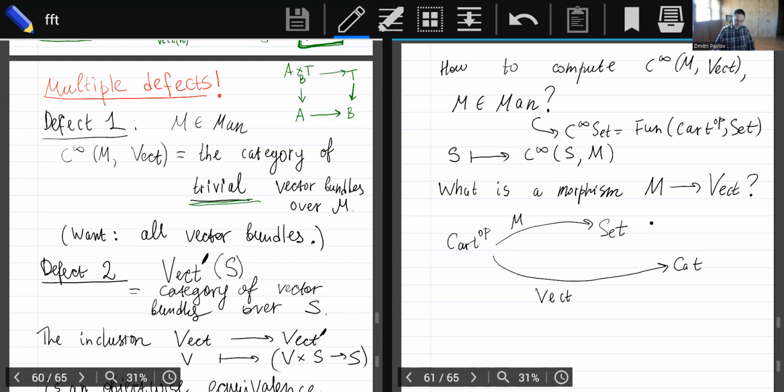So what has to happen here is we must promote a set to a discrete category. There is an embedding of sets into categories that takes a set and converts it to a category where the only morphisms are identity morphisms, and the set of objects is precisely the given set. This is known as a discrete category. Once we promote M to a presheaf of categories, in other words, a smooth category, we can talk about natural transformations.